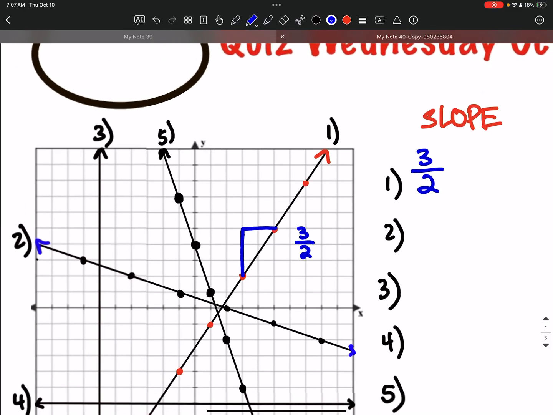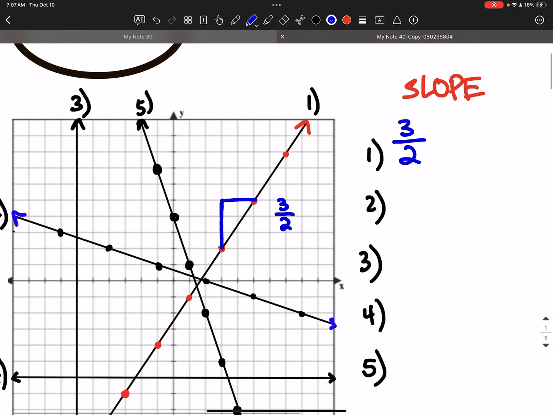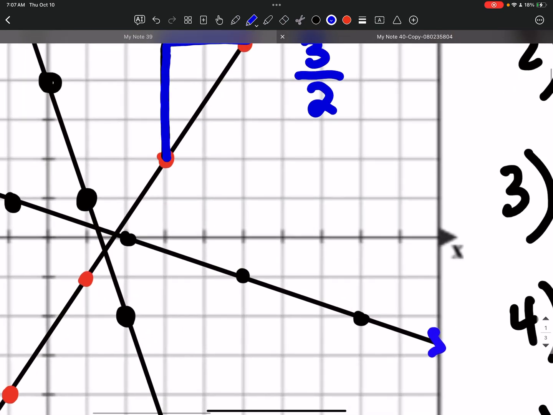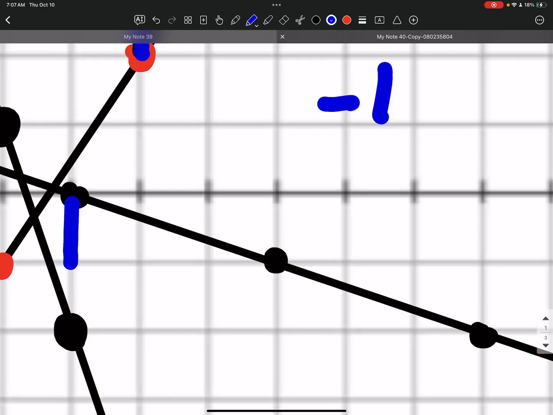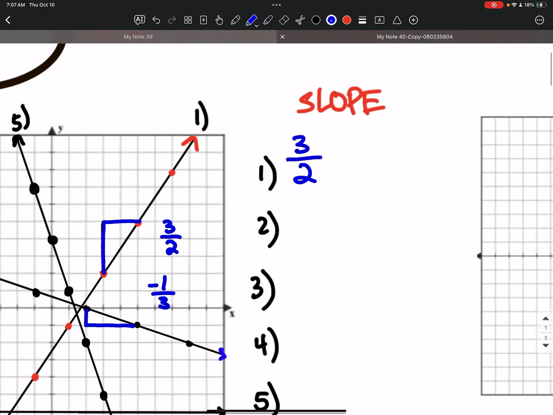Let's see, number two. Number two, he's losing money, right? As he goes to the future, like right now he's here, but in the future he's getting lower and lower and lower. That's losing money. So how much is he losing? He's losing $1, but it takes him 1, 2, 3 days to do it. That's his score.